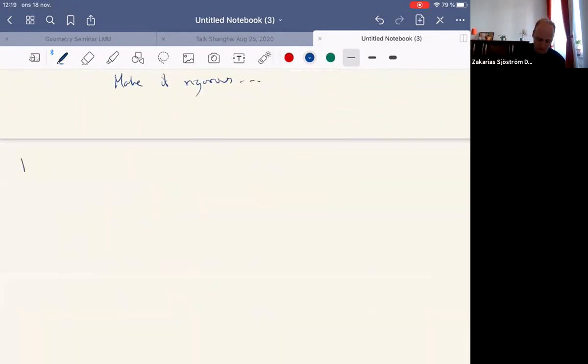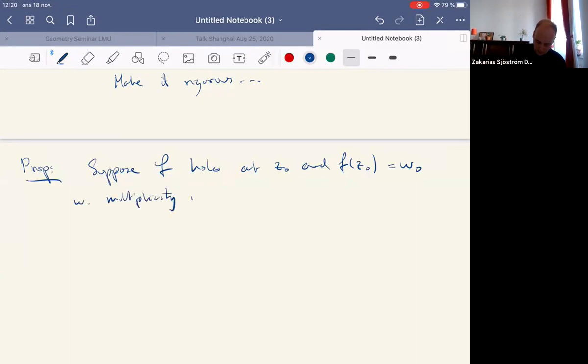we have the following proposition. It says that suppose that f is holomorphic at z0, and f of z0 is equal to w0 with multiplicity n, meaning that f of z minus w0 has a zero of order n at z equals z0. Then we have the following.